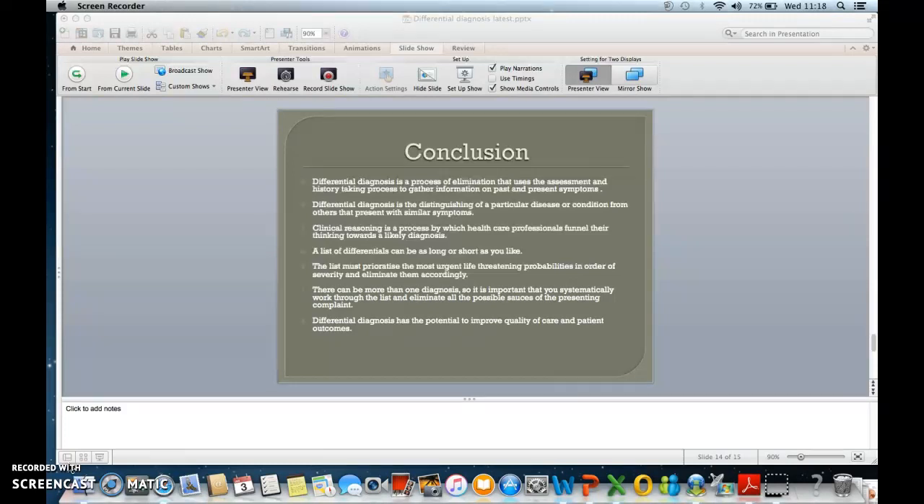A list of differentials can be as long or short as you like. However, the list must prioritise the most urgent life-threatening probabilities in order of severity and eliminate them accordingly. There can be more than one diagnosis, so it is important that you systematically work through the list and eliminate all the possible causes of the presenting complaint. Differential diagnosis has the potential to improve quality of care and patient outcomes.